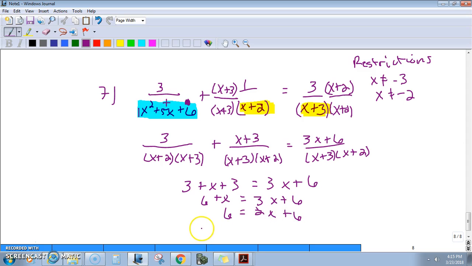When we subtract 6 from both sides, we actually get 0 is equal to 2x. If we divide both sides by 2, we get x is equal to 0. So the solution here is x is equal to 0. That's the only way to make these work out, and it is not part of our restriction, so that's a real solution.